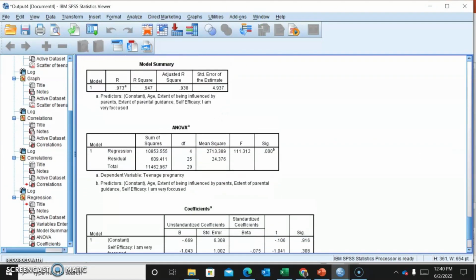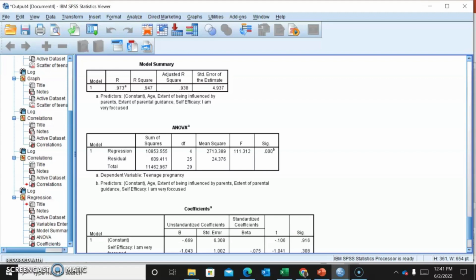And there are the results. The results are in three tables. The first table is the model summary. In that model summary, you can see the R showing the predictors. Mind you, the predictors are the independent variables. So we have predictors: age, extent of being influenced by parents, extent of parental guidance, self-efficacy, and so on. And what R did we get? The R, that is the correlation coefficient, is 0.973.